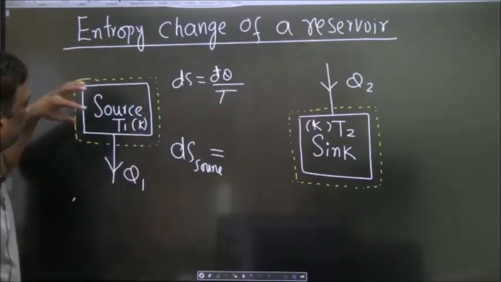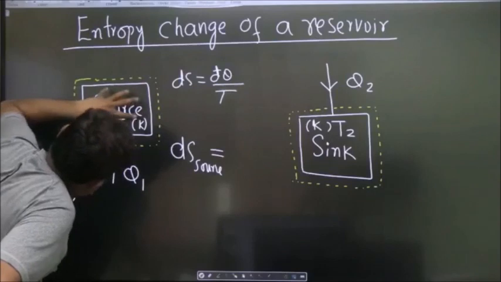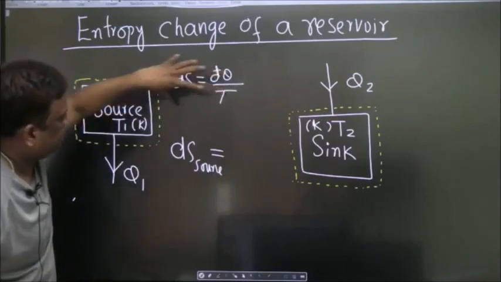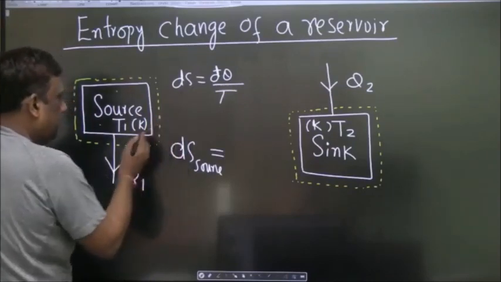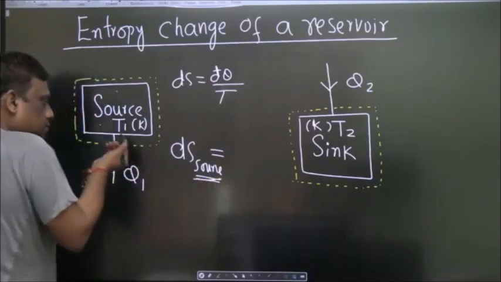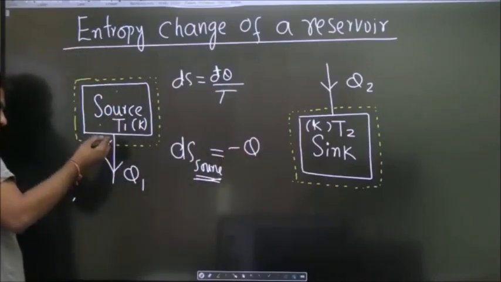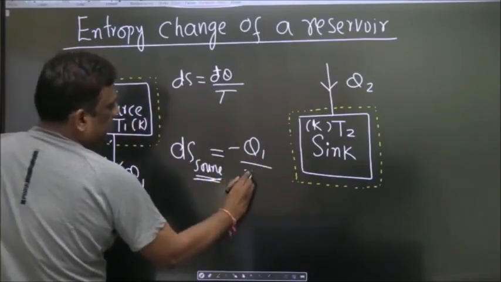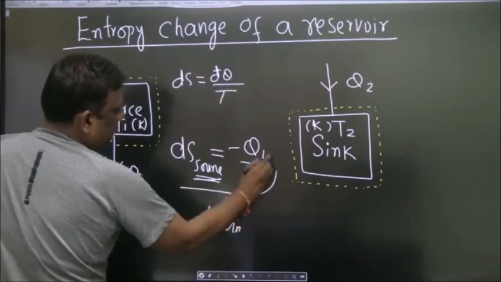Why are you using it? Listen, my reservoir, though it is losing heat, its temperature is constant. Every time it is in equilibrium. There is no difference in this. No changes. So therefore, for source, I can use this equation. For source, not for other things. Because every time the temperature is same. And one more thing, source is losing. We are writing for source. Source is losing, so this will be minus Q1. And the temperature is T1. It should be in Kelvin. This is the entropy change for source.